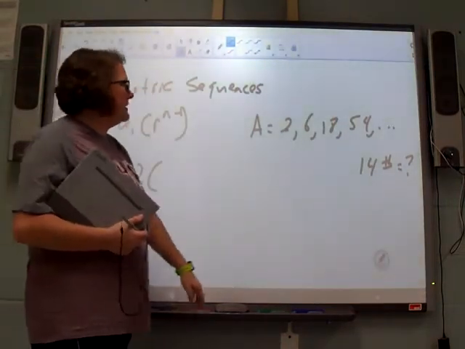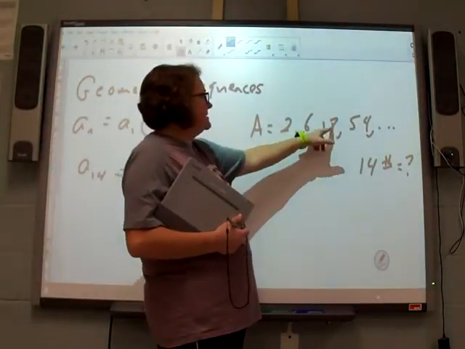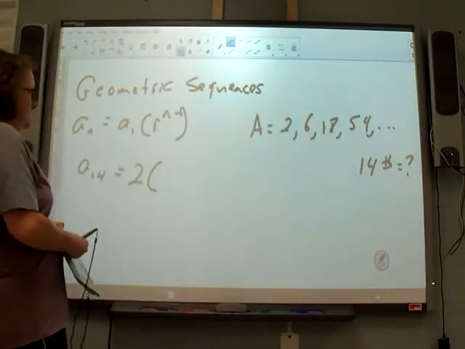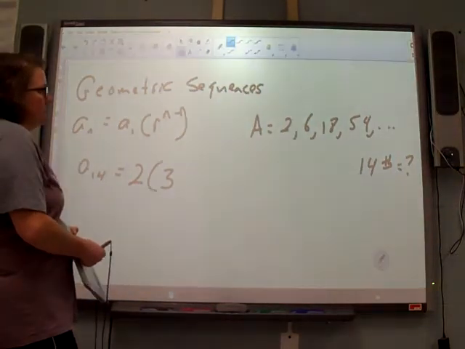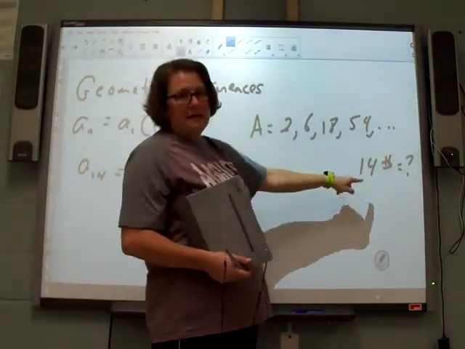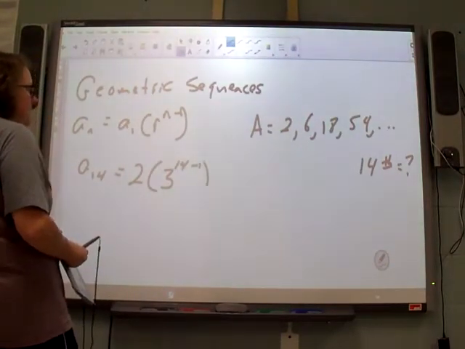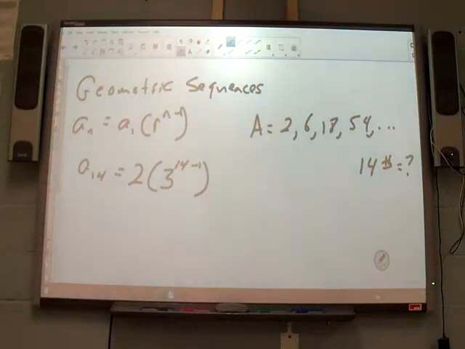We figured that out on the previous page, but 6 divided by 2 is 3, 18 divided by 6 is 3, 54 divided by 18 is 3. So our common ratio, or r, is 3. To the n minus 1 power, what n are we looking for? 14. So we're going to write to the 14 minus 1 power. Okay? Alright, you can simplify that up now, and you can even skip that step as you're working that, but 14 minus 1 is 13 in most countries. So the 14th term is going to equal 2 times 3 to the 13th power.